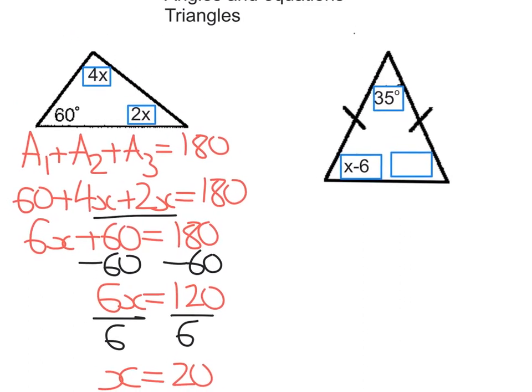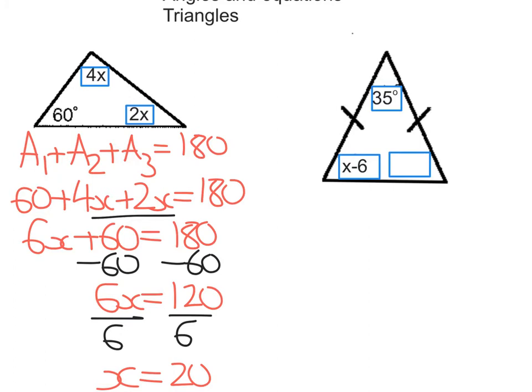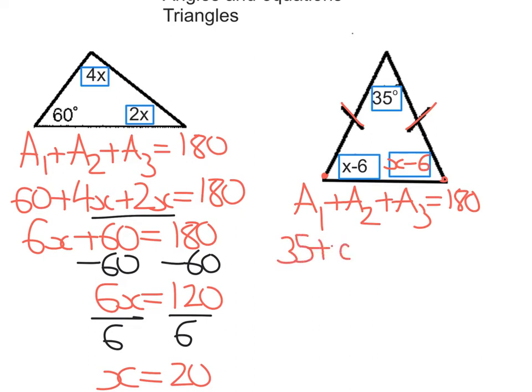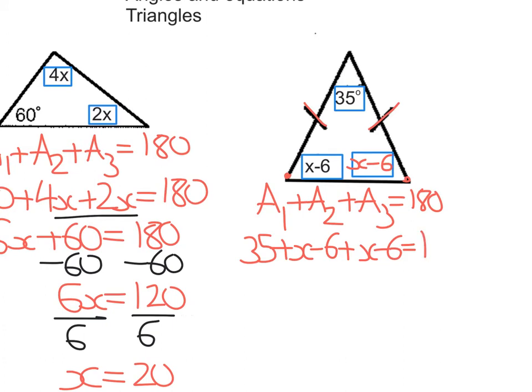Now let's go back to look at the second one. So this one's a little bit different. I haven't been given one of the angles, but given that I've been told that these two sides are the same, it means I've got an isosceles triangle, which means the two angles at the bottom are the same. So this other one is also x minus 6. So as before, I know that all three of my angles, when added together, will equal 180 degrees. So let's put them in. So angle 1 I'm going to say is 35, and then angle 2 is x minus 6. Angle 3 is also x minus 6, and that equals 180 degrees.